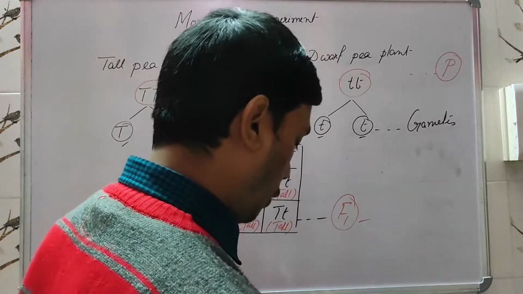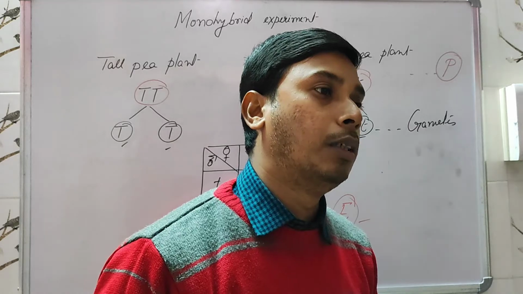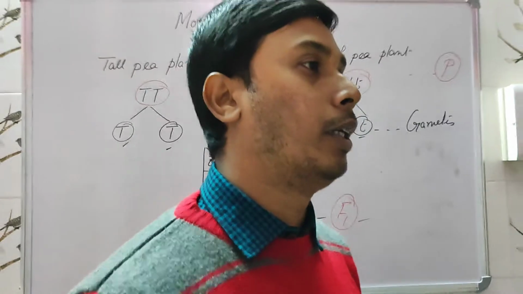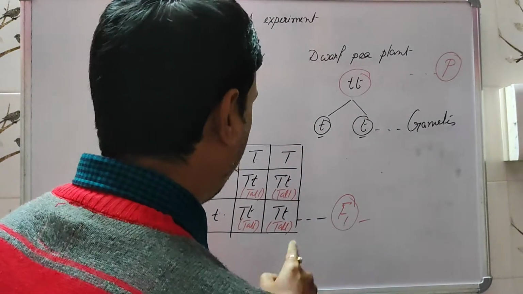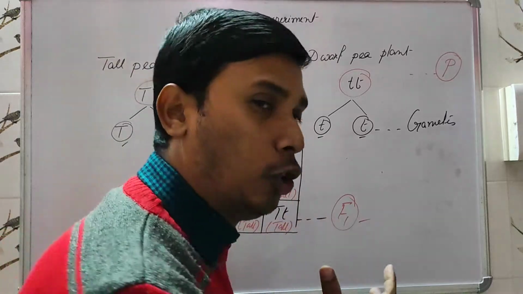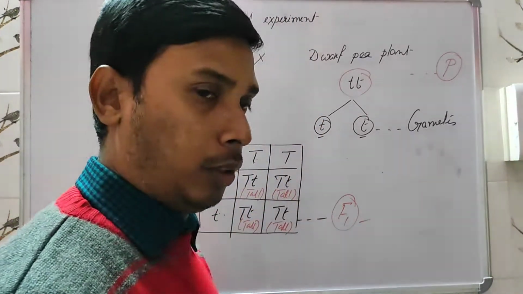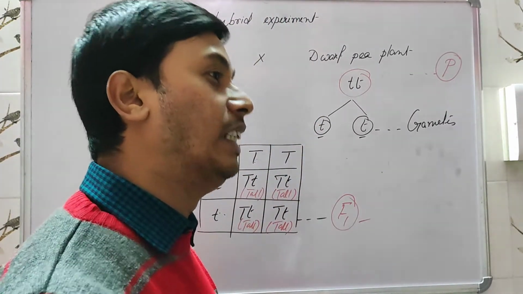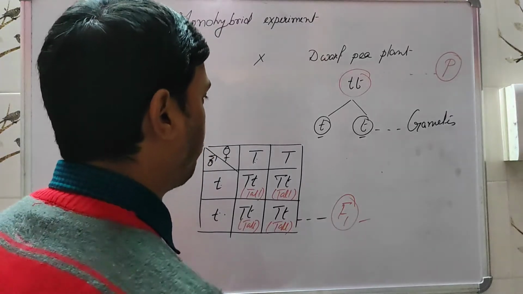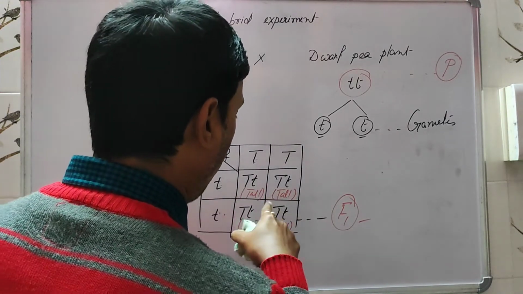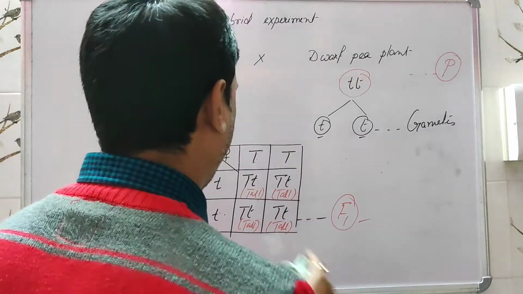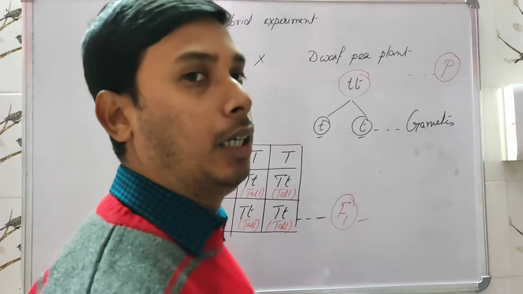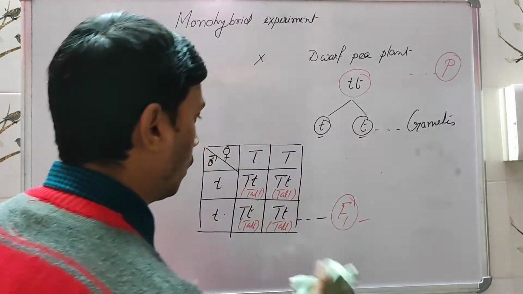That means in the F1 generation, through his monohybrid experiment, Mendel observed that the offspring obtained are all tall, and the genotype is capital T small t. Now what did he do in the next part? These are capital T small t, the genotype of the offspring. The same kind of genotype and the same kind of phenotype, tallness, develop in the F1 generation. Now the next step.